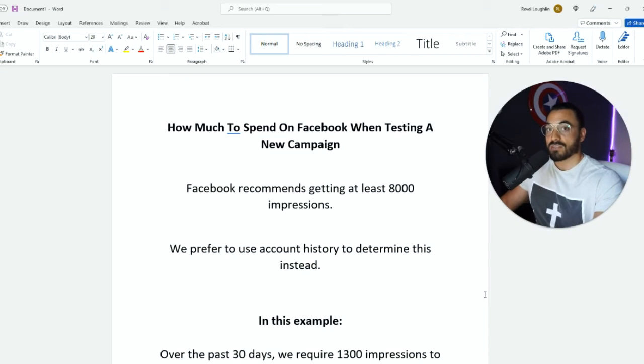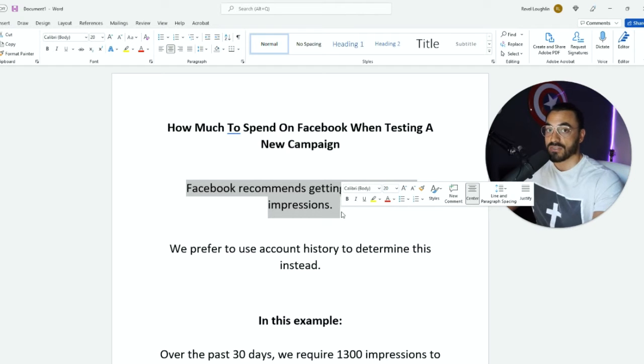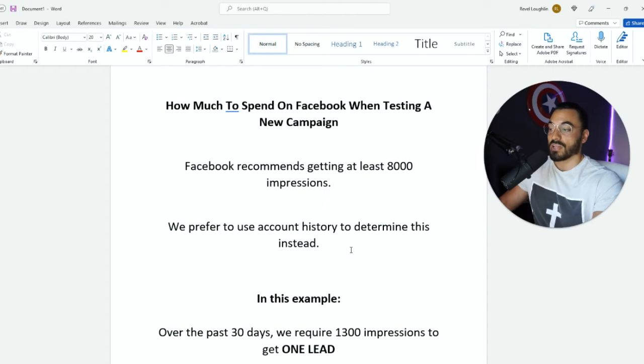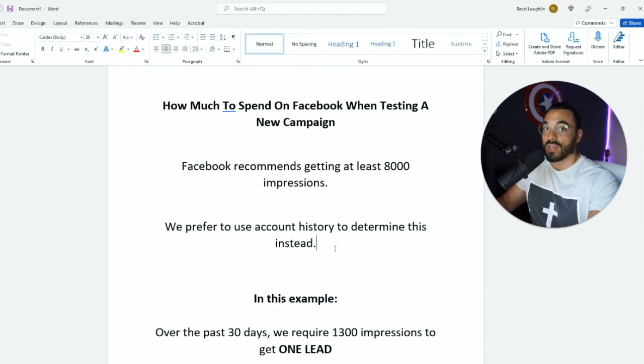Just a bit of context, if you didn't know, Facebook recommends getting at least 8,000 impressions before making any drastic or aggressive changes to a campaign. In my experience, unless you've got a substantial budget, a lot of small business owners can't actually afford 8,000 impressions, at least as a test, because as you know, all tests don't go to plan. And so I prefer to look at the ad account's historical data to determine how much we need to spend and how much it's going to cost us to achieve one result, aka one lead or one sale, and then determine how many impressions we need to get that result.